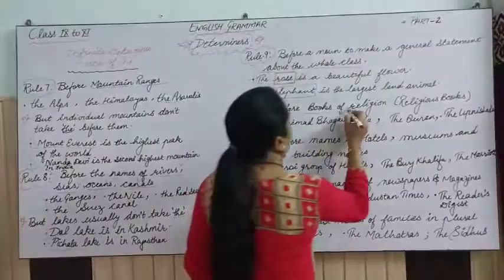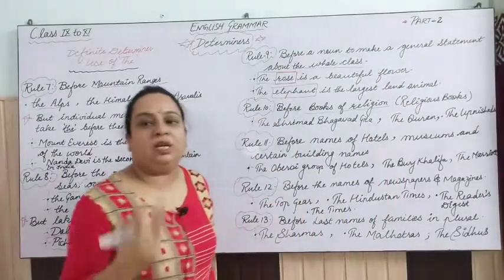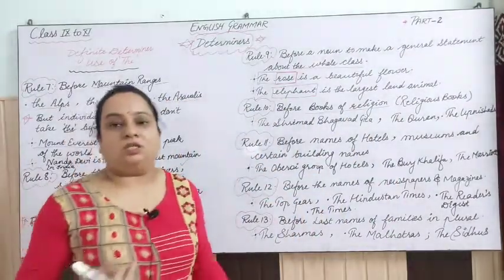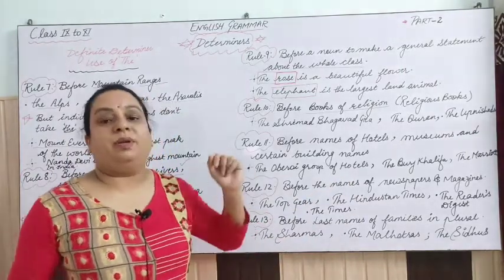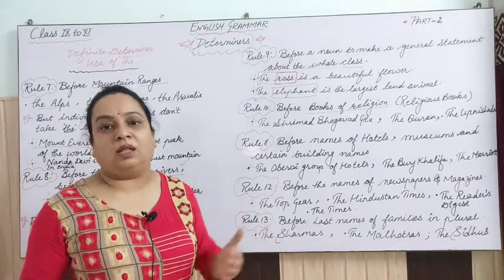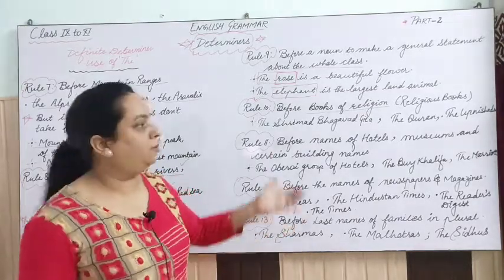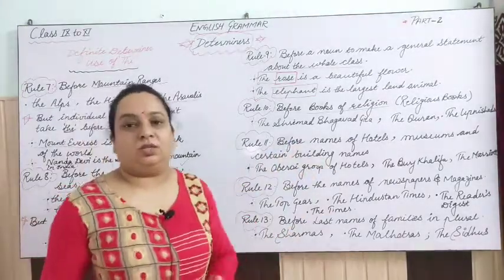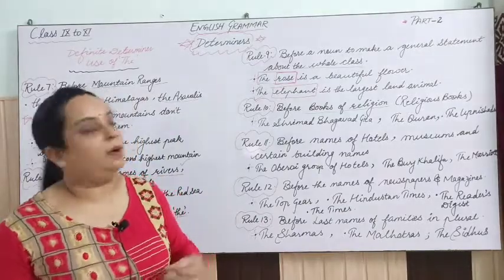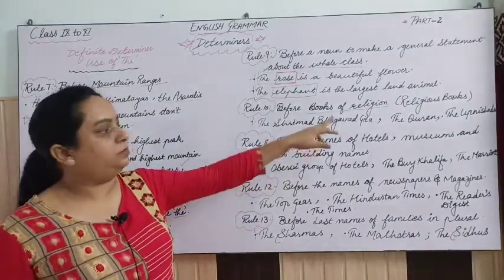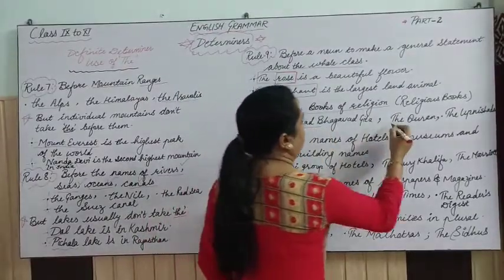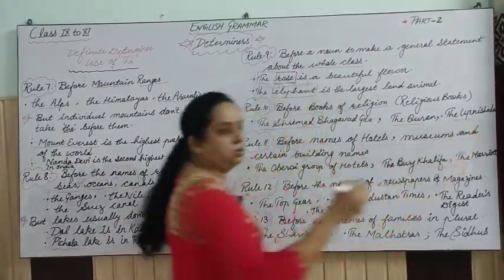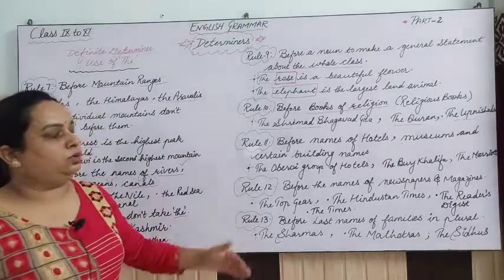Next rule number 10 says before the books of religion. That's quite important. Books of religion means the religious books. I'm not talking about your maths book, science book, English book. It's not like that. But the religious books like the Quran, the Mahabharata, Guru Granth Sahib, the Upanishads. When we talk about religious books, we have to use the with that. For example, the Srimad Bhagavad Gita, the Quran, the Upanishads. Okay, so this we have to do.